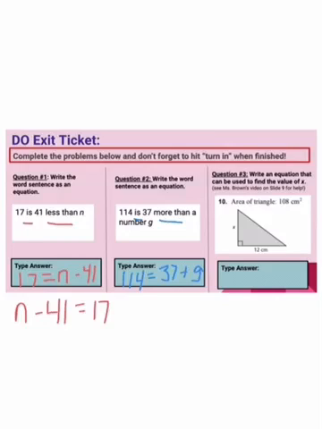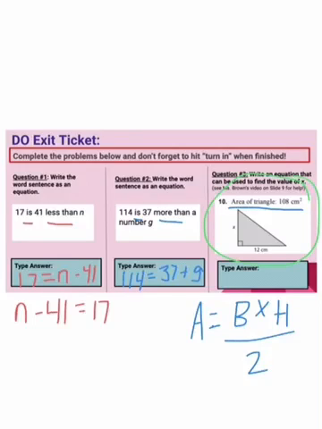And then the last one, write an equation that can be used to find the value of x. Now we know here that we have a triangle. We can see the total area here is 108 centimeters squared. And if you remember from a previous unit, we know to find the area of a triangle, we take the base times the height and divide them by 2 to find the total area. So now we can substitute with what we can see in here.